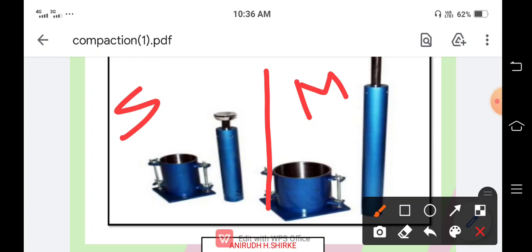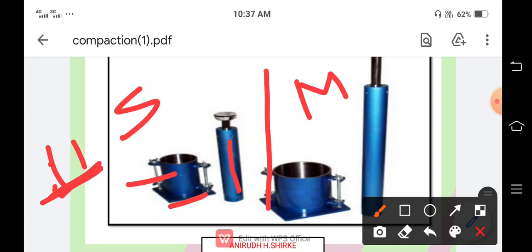So, for the standard proctor test, this is called a mold, with a detachable base plate. This is the mold and the base plate. The base plate is attached to this mold. So, a mold with a detachable base plate.